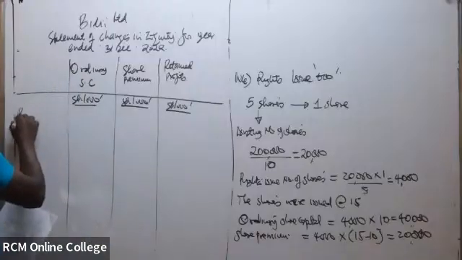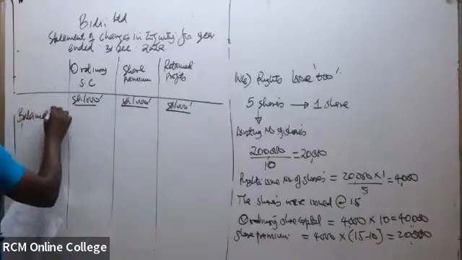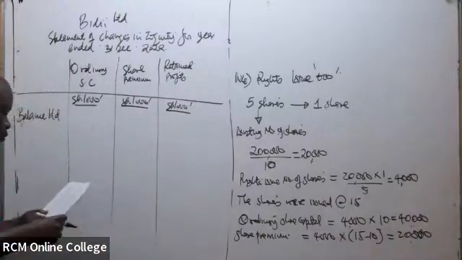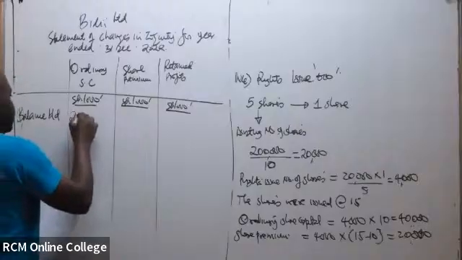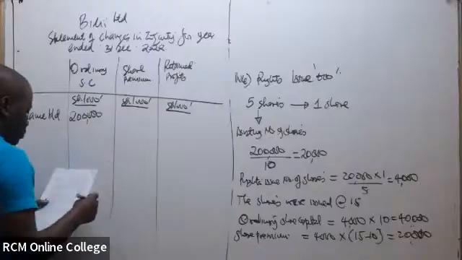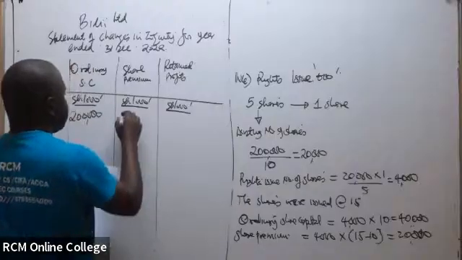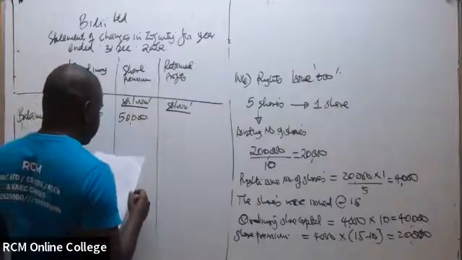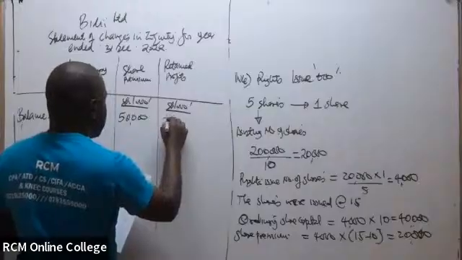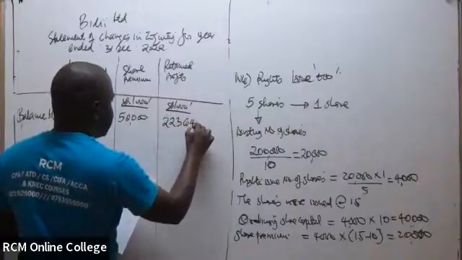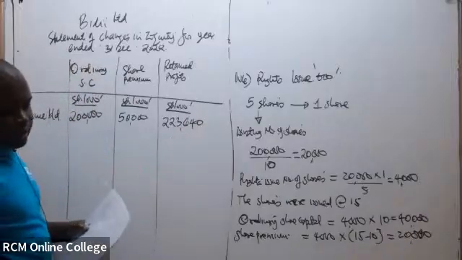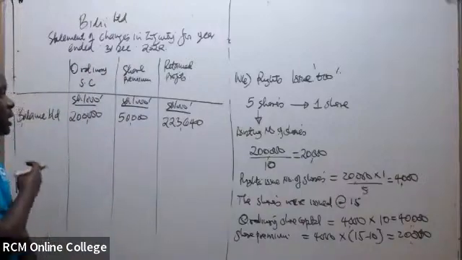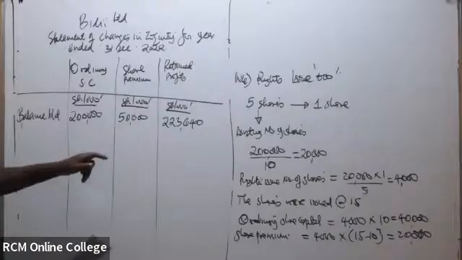So you have in this case the balance brought down as per the CIO balance. For the ordinary share capital, in this case, we have 200 million. This one we have 50 million. This one we have 223,640. But remember, there's something I told you about this one.